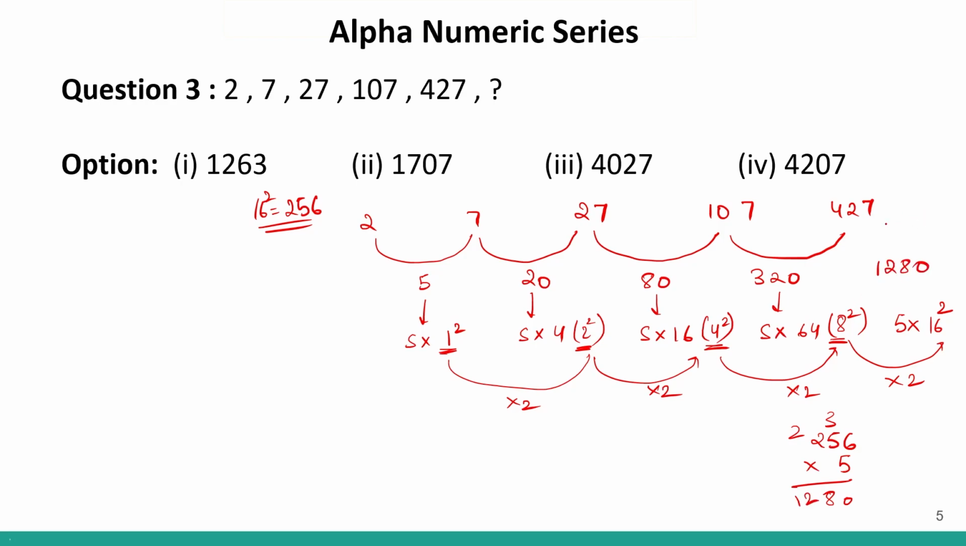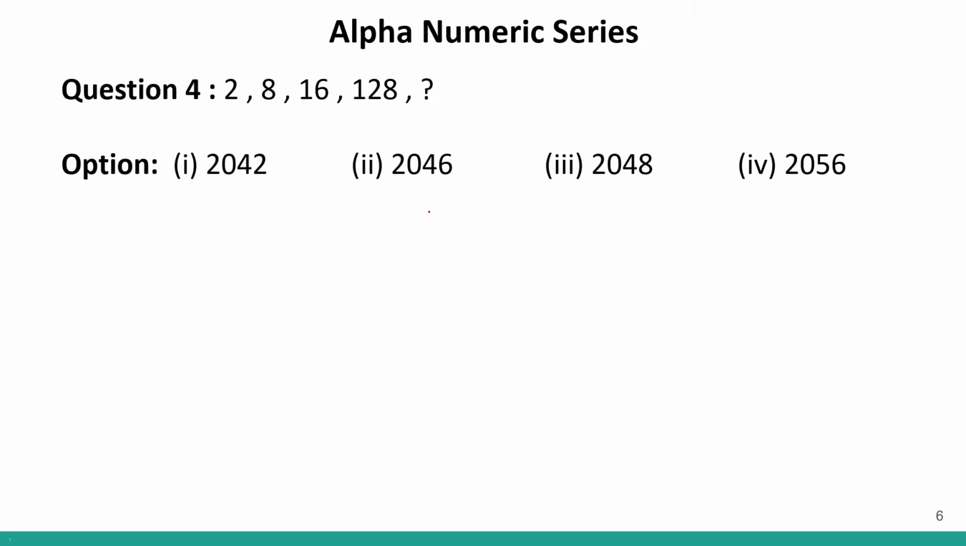Correct? And if I add 1280 and 427, what will I get? This will be 4 plus 2, 6 plus 1, 7, 1707. I will get 1707 and this will be my answer. So the answer will be option number 2, 1707. Okay. Moving on to question number 4.